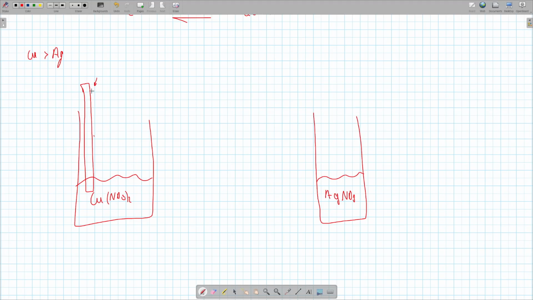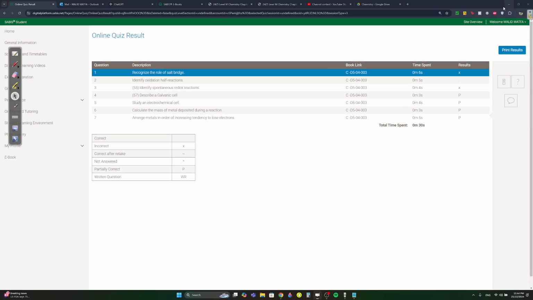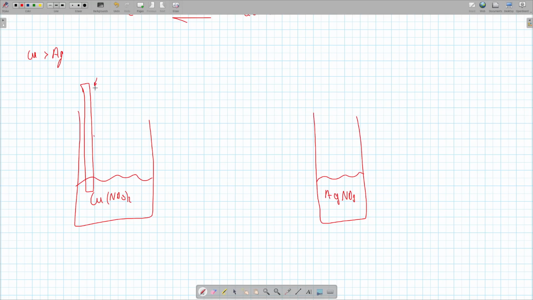If you add a silver strip here, it won't react. So you're going to add a copper strip here. Over here, you're going to add a silver strip. I'm going to explain everything in a sec.